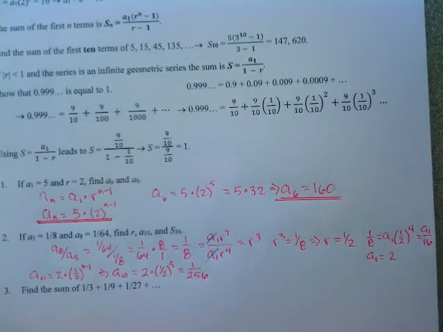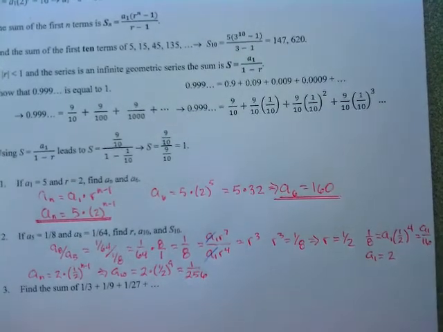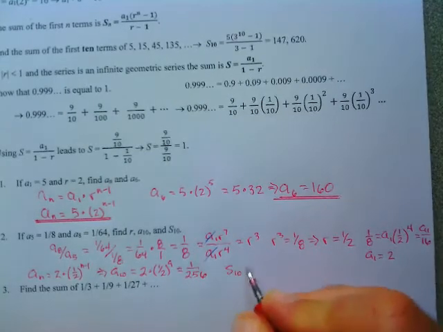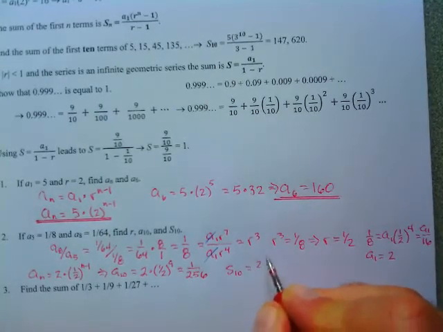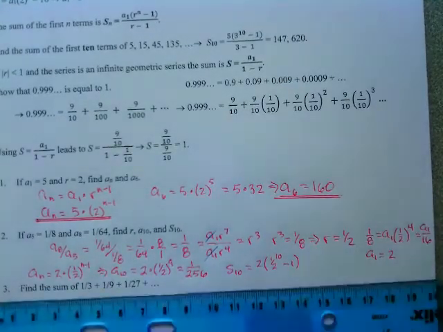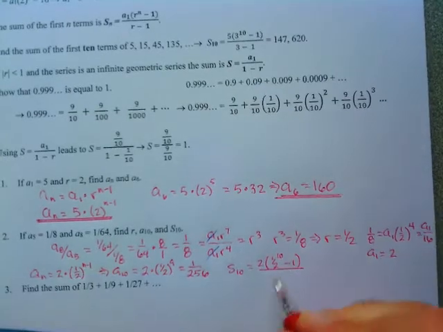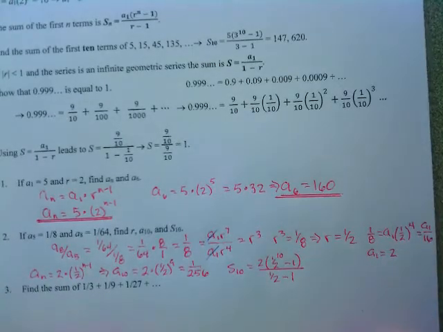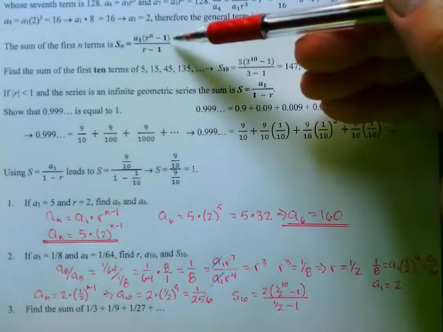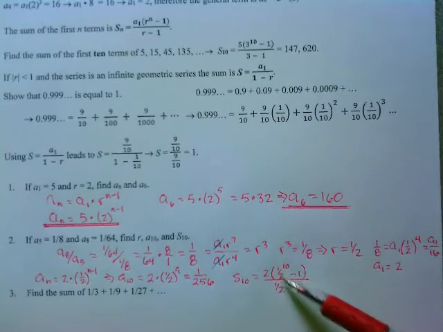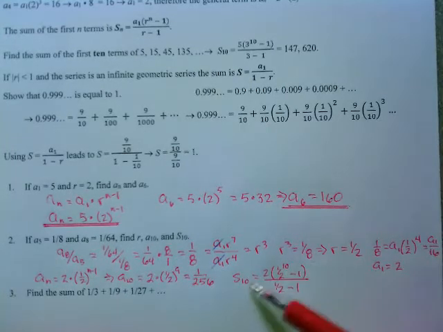Now, unlike the arithmetic ones, I don't actually need to know what a10 is to find out s10. s10 is going to equal a1, which is 2, times 1/2, that's the r to the 10th power minus 1, all over r, which is 1/2 minus 1. So again, I am using the formula that I had here, in which I have, here's my a1, there's my r, here's my r to the 10th, this one and that one have to match.